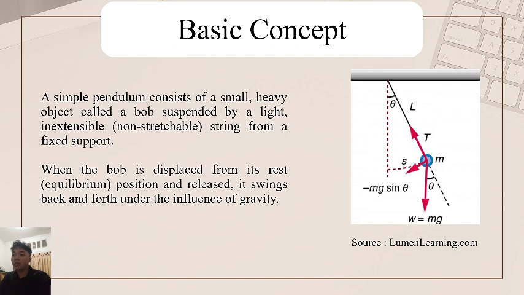The next is the basic concept of a simple pendulum. A simple pendulum consists of a small, heavy object called a bob suspended by a light string from a fixed support. When the bob is displaced from its rest position and released, it swings back and forth under the influence of gravity. The restoring force that pulls the bob back towards its equilibrium position is the component of gravitational force acting along the arc of motion.